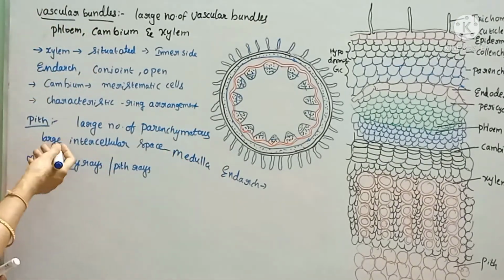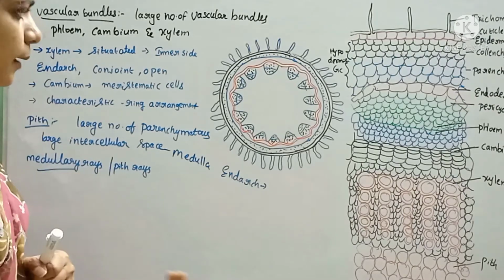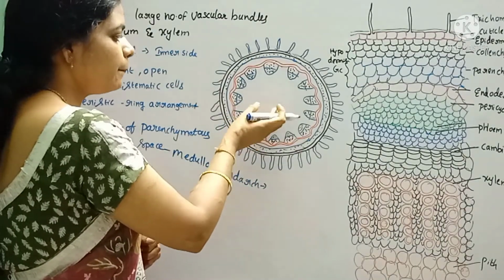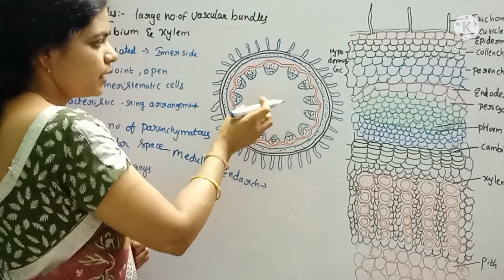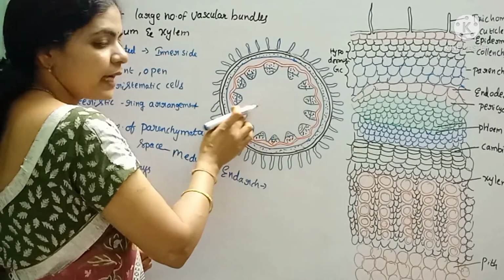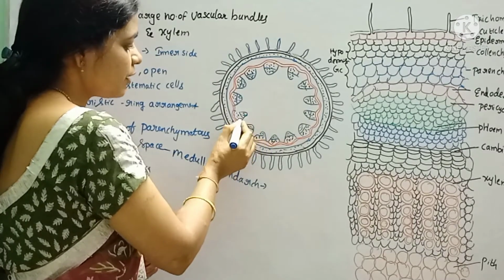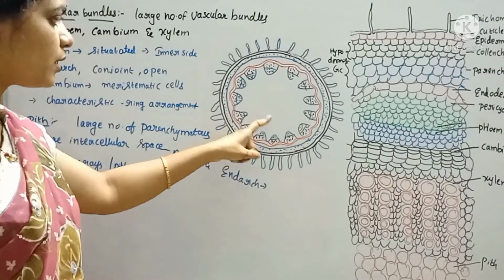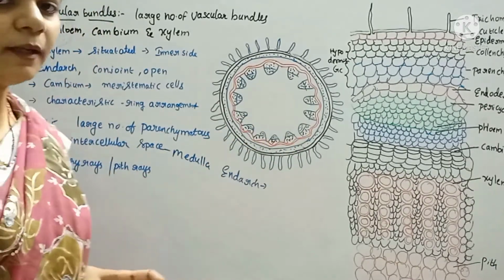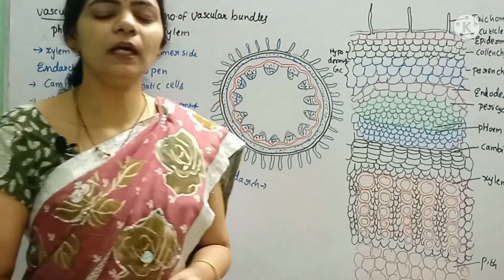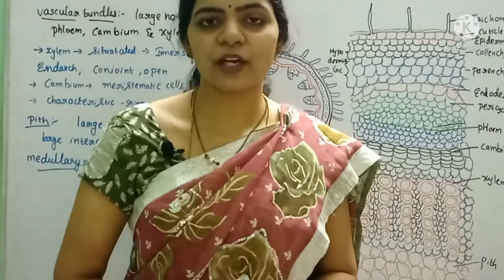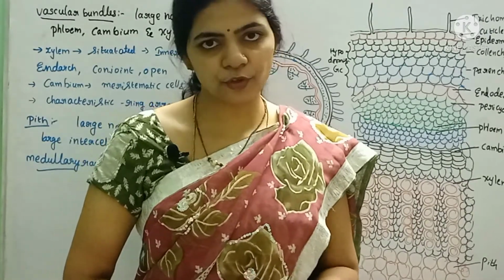In dicot plants, the pith or medulla forms pith rays or medullary rays. What is meant by pith rays or medullary rays? The parenchymatous cells present in the pith develop between the vascular bundles in the form of a ray-like pattern. That ray-like pattern of development of this pith is called medullary rays or pith rays. And this is about the dicot stem. With this we have completed the several structures present in the transverse section of the dicot stem. In the next video we are going to study the transverse section of the monocot stem.